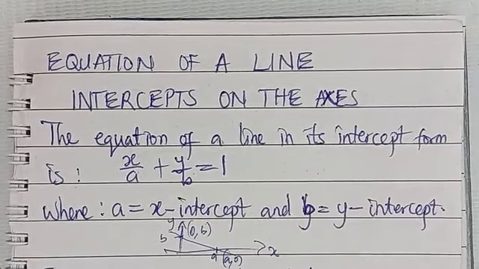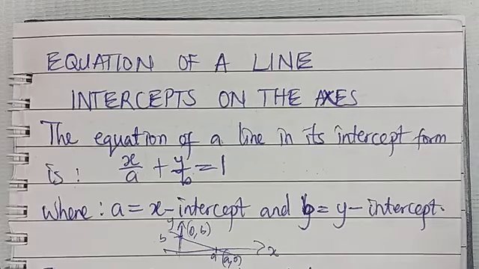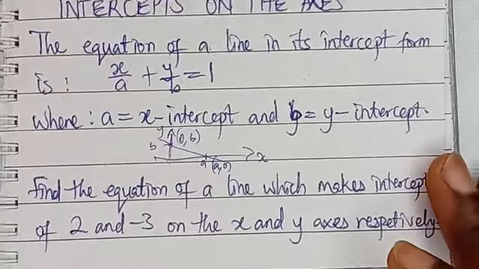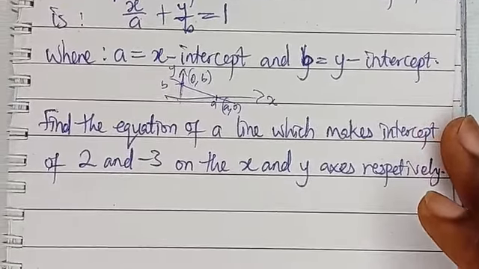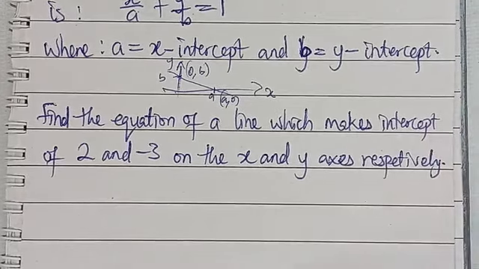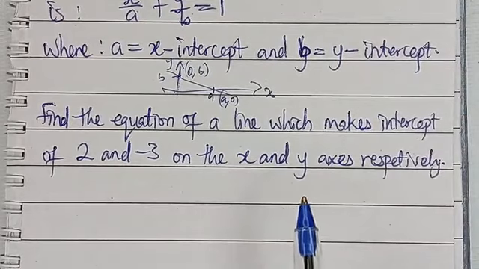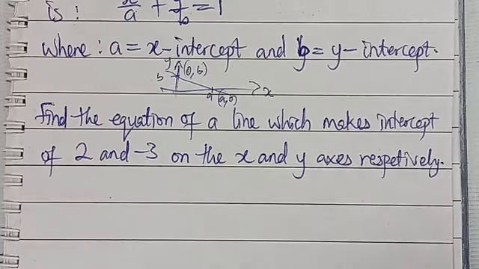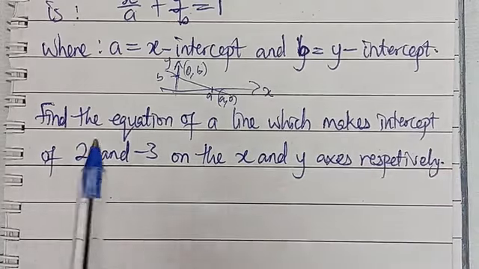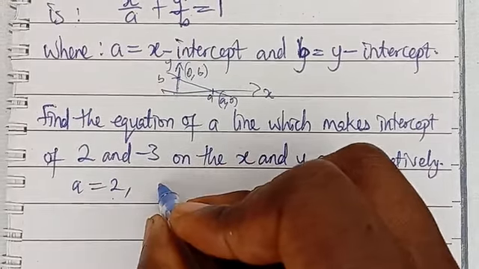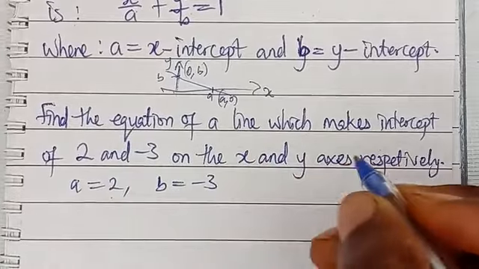Now let's use examples to understand what we can make out of what we just learned. We have this example. We've been asked to find the equation of a line which makes intercepts of 2 and -3 on the x and y axis respectively. So, from what we've learned, the x-intercept we can call a equal to 2, and the y-intercept we can call b equal to -3.